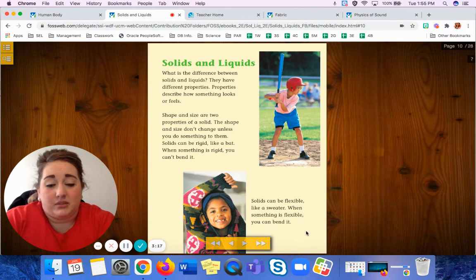Solids can be flexible like a sweater. When something is flexible, you can bend it. So that sweater is going to keep its shape. It's still going to look like a sweater, still going to function as a sweater, but it is more movable than that bat is.